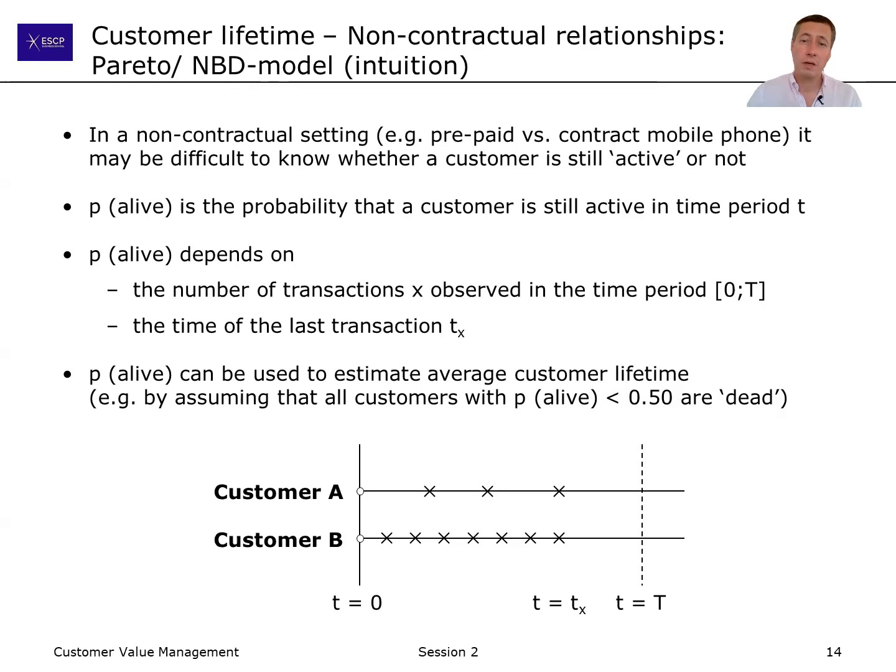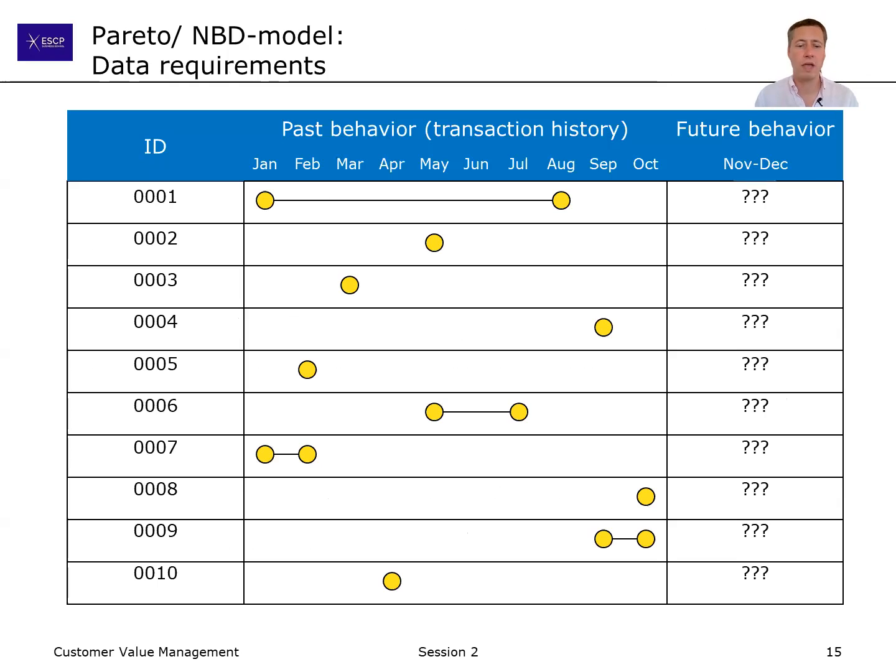Now, there would be a couple of different ways to calculate this P alive, but let me give you one example. Assume we have a set of customers. On this slide, you have 10 customers, but it can be much more than 10. It can be 10,000, can be 100,000. For each of these customers, you know their past behavior, when they have purchased, and based on the past behavior, we want to predict their future behavior. We want to find out whether these customers come back in November and December, given what they did from January to October, and when they come back, how many transactions they will make.